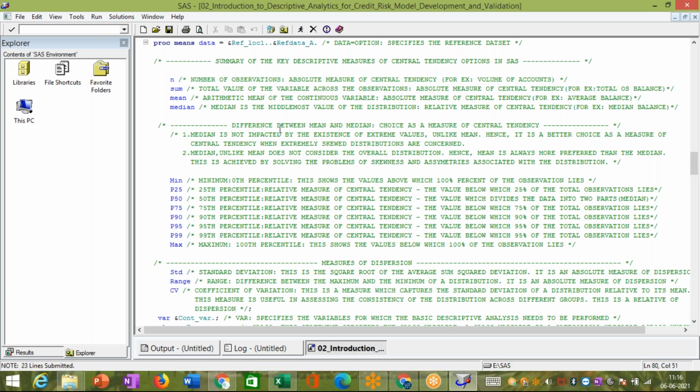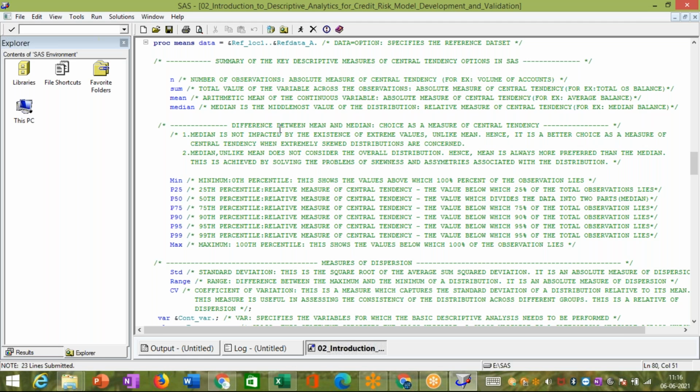While we talk about the behavior, we can see that I have reported the number of observations. We reported the sum, the mean, median. These are the basic descriptive measures of central tendency, absolute measures of central tendency.